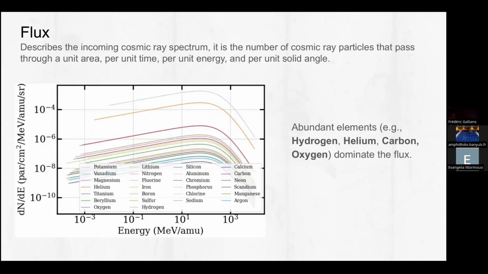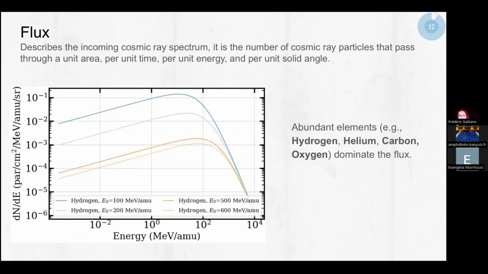And then the flux is the number of cosmic ray particles that pass through the target, of course, in units per time per energy per unit solid angle. Here we can see that the abundant elements like hydrogen, helium, carbon, and oxygen dominate the flux. This is at a particular E0, which was in the denominator of the equations that my colleague showed you. Because it was in the denominator, higher energy or higher E0 points correlate to lower fluxes. And this is plotted for hydrogen with different E0 points.